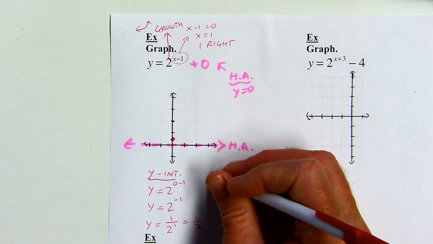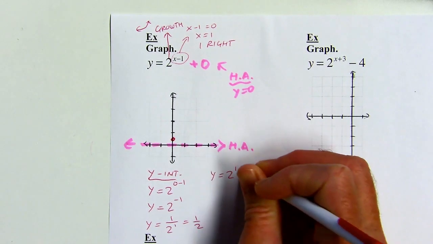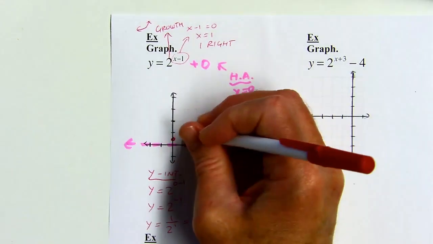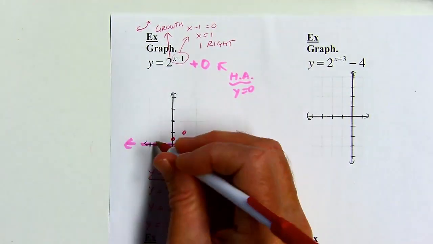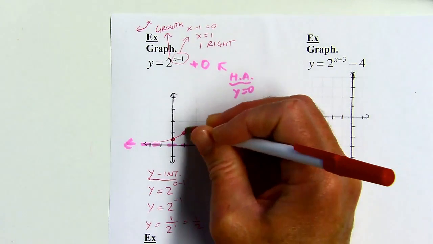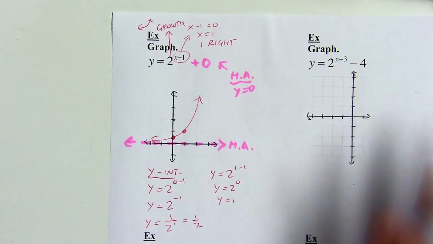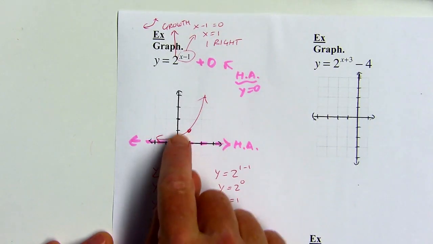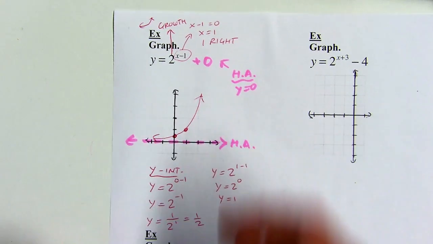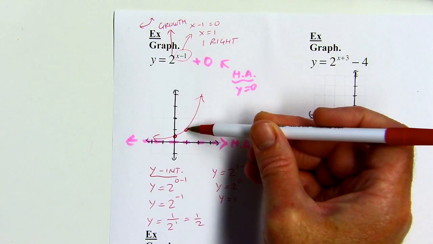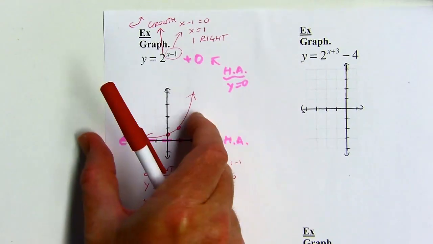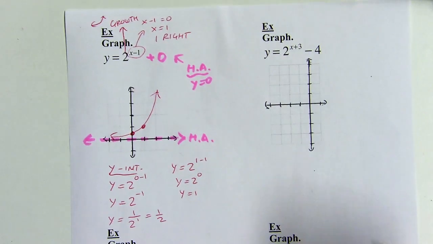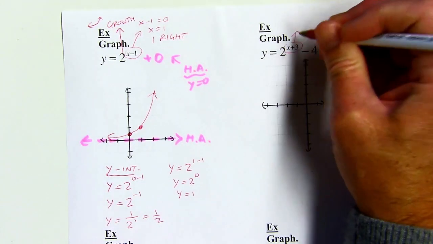When I plug in 1 for x, I've got 2 to the 0th. So the point (1, 1) is on my graph. And now I've got a pretty good idea of what this is going to look like. And again, you could plug in more points. But I've got a growth curve looking something like that. Okay? So since I've shifted everything to the right, that means my y-intercept is lower than the parent graph because 1 was my y-intercept for the parent graph. If you took this whole thing and shifted it left 1, then the y-intercept would be at positive 1 there, right?